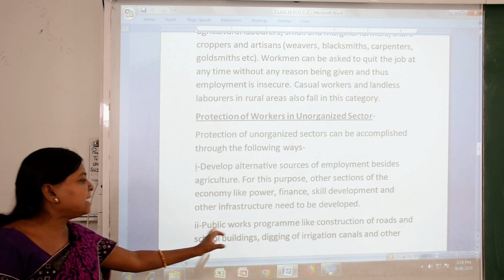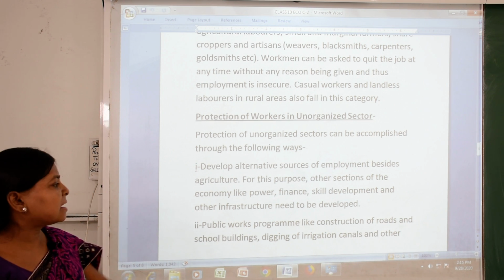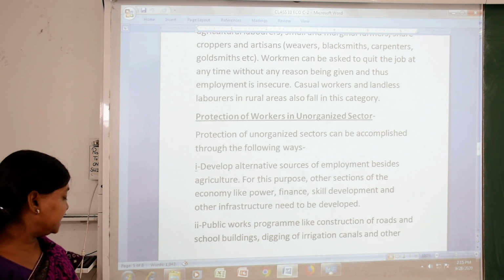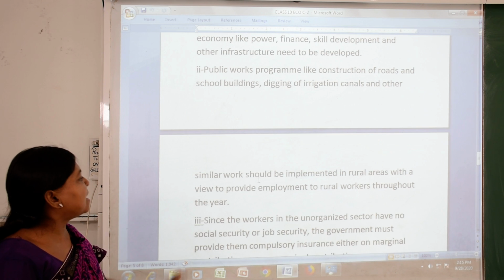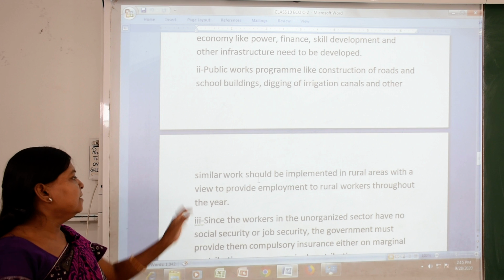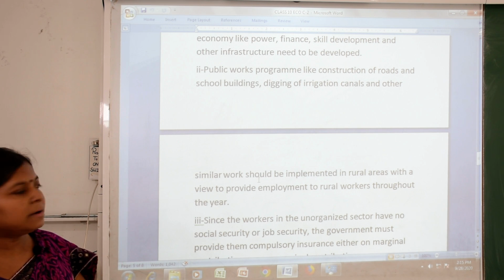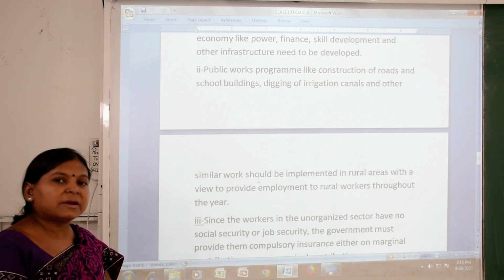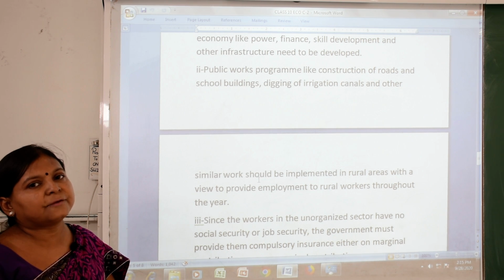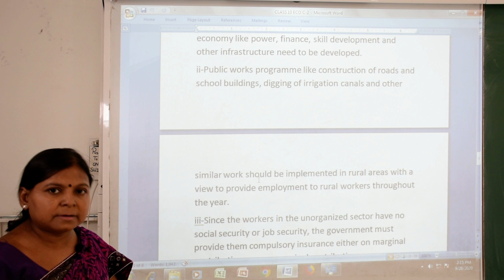Next, public work programs like construction of roads and school buildings, digging of irrigation canals and other similar work should be implemented in rural areas. So what happens? It will give employment to rural workers throughout the year. So they will not need to move here and there searching for jobs, and they will be secure.